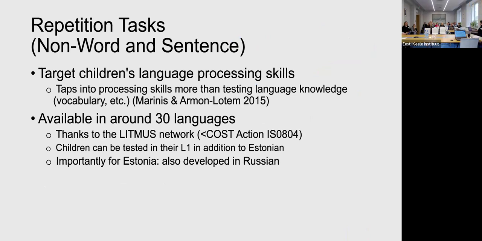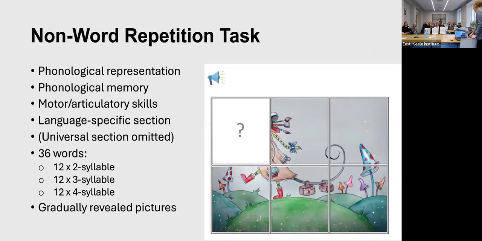So the repetition tasks are the ones that are meant to tap into processing skills rather than relying entirely on language knowledge. And one of the things that's nice is that they've been developed specifically with bilingual children in mind. The other thing that's really nice is that they've been developed and can be made available in a lot of different languages. And for us, what's especially important is that they're available in Russian. So the non-word repetition task, importantly, doesn't rely on vocabulary or language skills on the part of the children. It taps into their skills with phonological representation, phonological memory, and of course articulatory skills. We're just using the language specific section, 36 words with these gradually revealed pictures, which is very motivating for the children. And the children repeat these words that get longer and slightly more difficult as they go along.